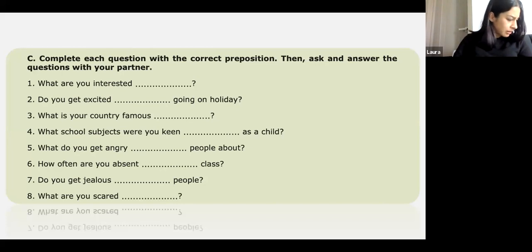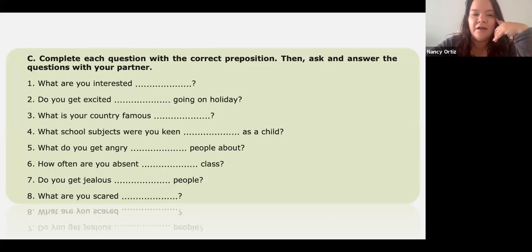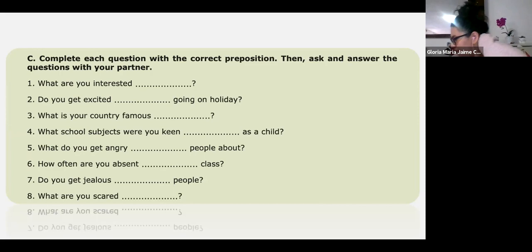Oh, wait for me a little bit. I get angry with people when people are not polite. I mean, when they are rude to other people, they throw trash on the street, or they don't treat others well. I don't like that. Okay, very good. Next team, number 6.